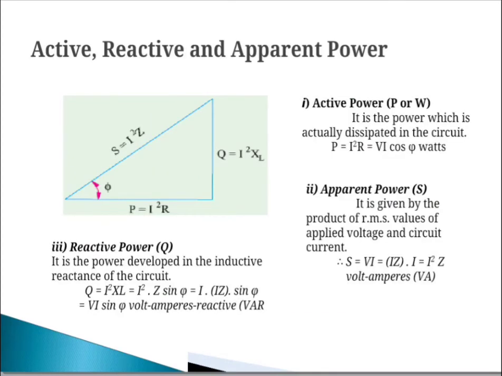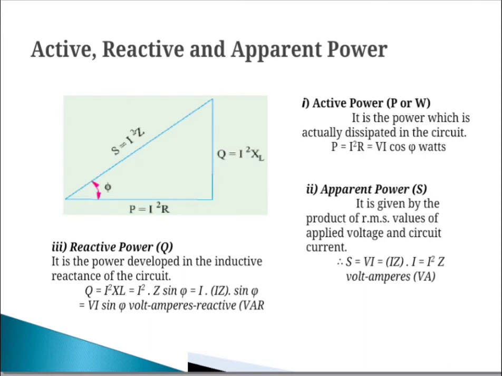Then we have to discuss what the different types of power are. We have to show the power triangle here. There are three types of power present: active power, reactive power and apparent power. The first one is the active power.